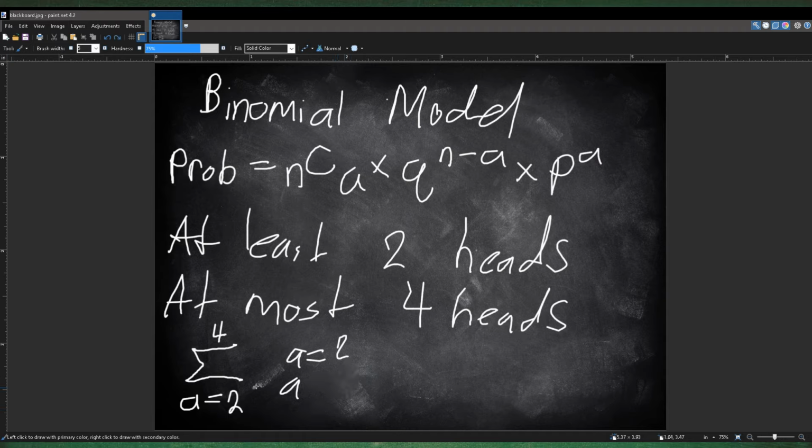And then you plug each A, like 2, 3, 4, into the equation, which you're just going to write as nCa times q to the n minus a times p to the a. And you basically do this. Usually when they have these questions, you probably could just use your calculator.